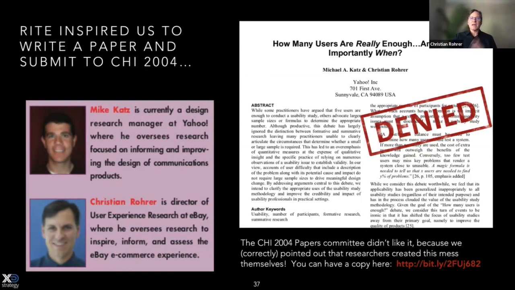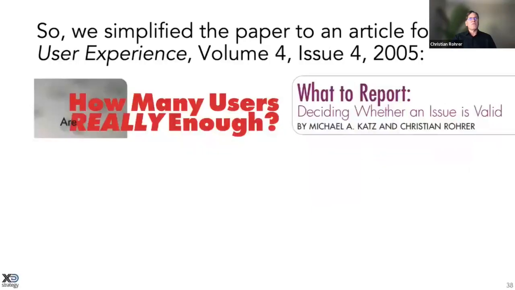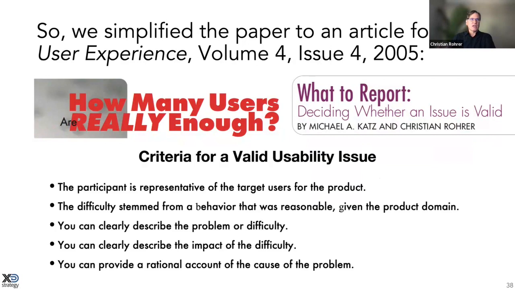It's available to you. But we did rework the paper, and we simplified it and made a version for User Experience magazine. I think this is a publication of the UPA. So again, the UPA comes in and publishes that, which CHI does not want to. And we came up with a simple summary saying, an issue is valid when it has these 5 criteria. The participant is representative of the target user. By the way, the reason we focus on validity, if it's not clear to you, is that instead of focusing so much on how many users you have and how many people had the problem, we said it's not about that. It's really about the nature of the finding.